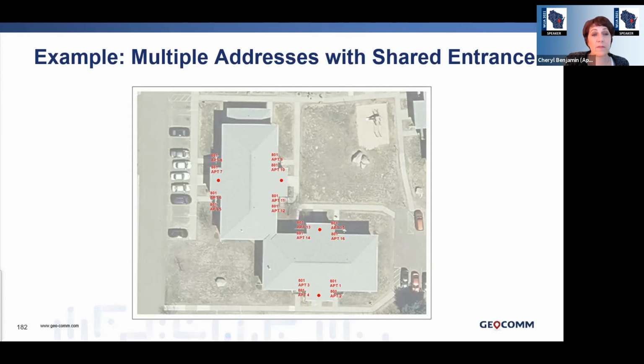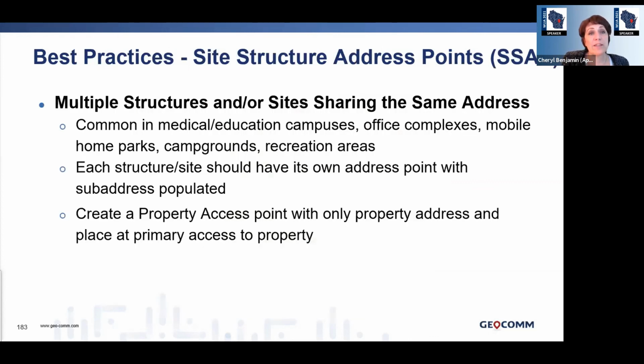So what do you do in the situation where you have multiple structures or sites that share the same address? This is common when you have a medical campus or a large college campus, office complexes, mobile home parks, campgrounds, where you have all these different sites or buildings. They all share the same primary number, but they're only differentiated by their units. Again, the goal is each building or subsite should have its own address and subaddress information that distinguishes it from the other, so that we can get the responder to the correct building or subsite.